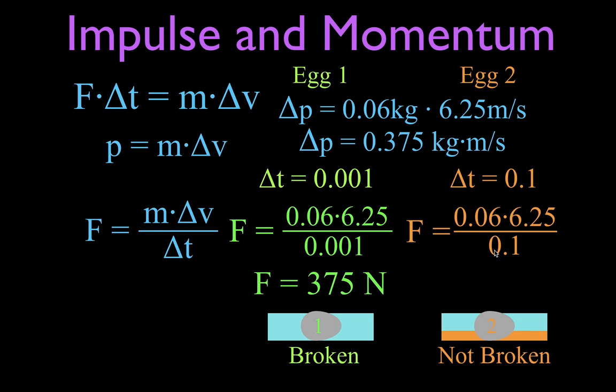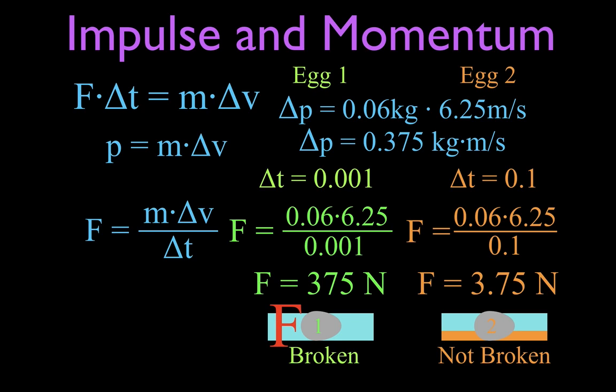Okay. Now for the other egg, we can do the same thing. It's basically the same thing, except this one slows down in a tenth of a second. Now, if you think about it a little bit ahead of time, what the answer is going to be, the difference between a tenth and a thousandth is a factor of 100. A tenth is 100 times longer in time than a thousandth of a second. So that means the force is going to be 100 times less because we're dividing by a bigger number. So therefore, egg number two only feels a force of 3.75 newtons when it takes a tenth of a second to stop. Well, the same egg, when it hits the ground without the foam, stops in a thousandth of a second and it feels a force that is 100 times greater and it breaks, and that force is 375 newtons.